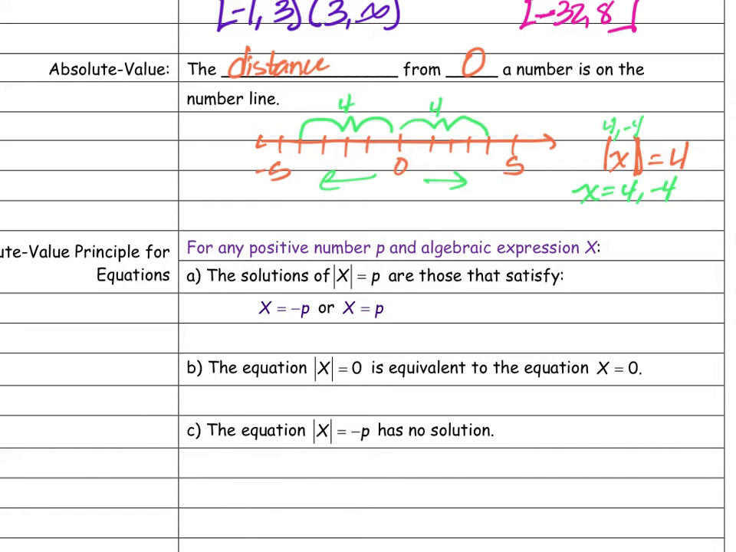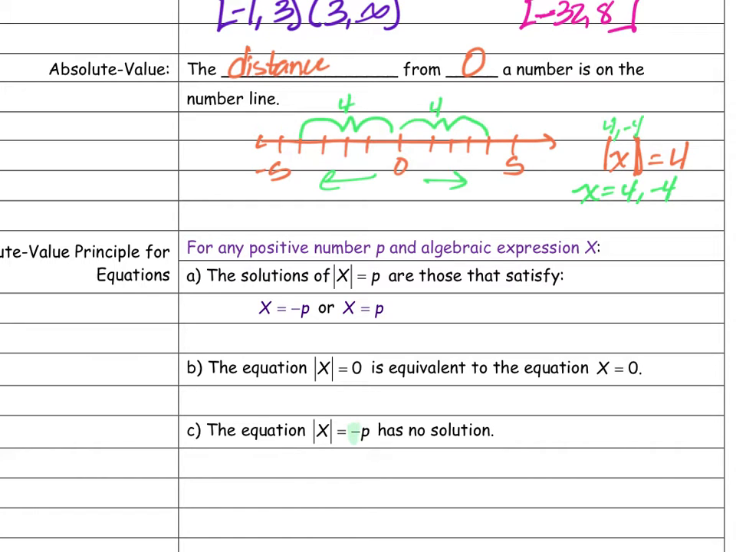The equation absolute value of x equals 0 is equivalent to the equation x equals 0, because there's only one number that has a distance of 0 from 0 on the number line, and that is 0. So whatever's on the inside of my absolute value has to equal 0.